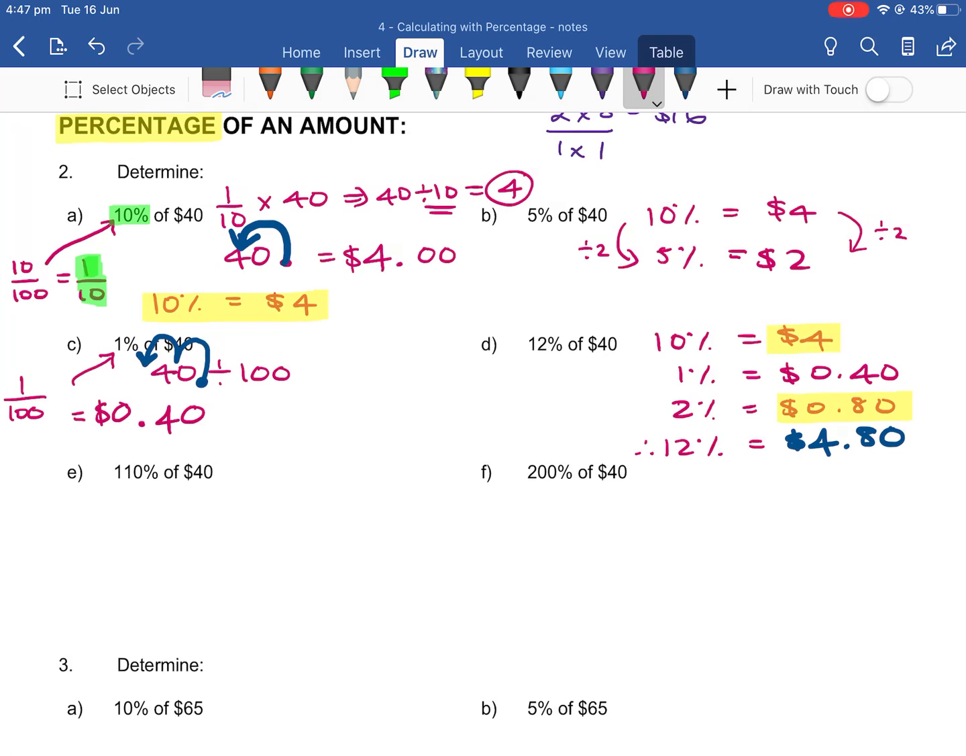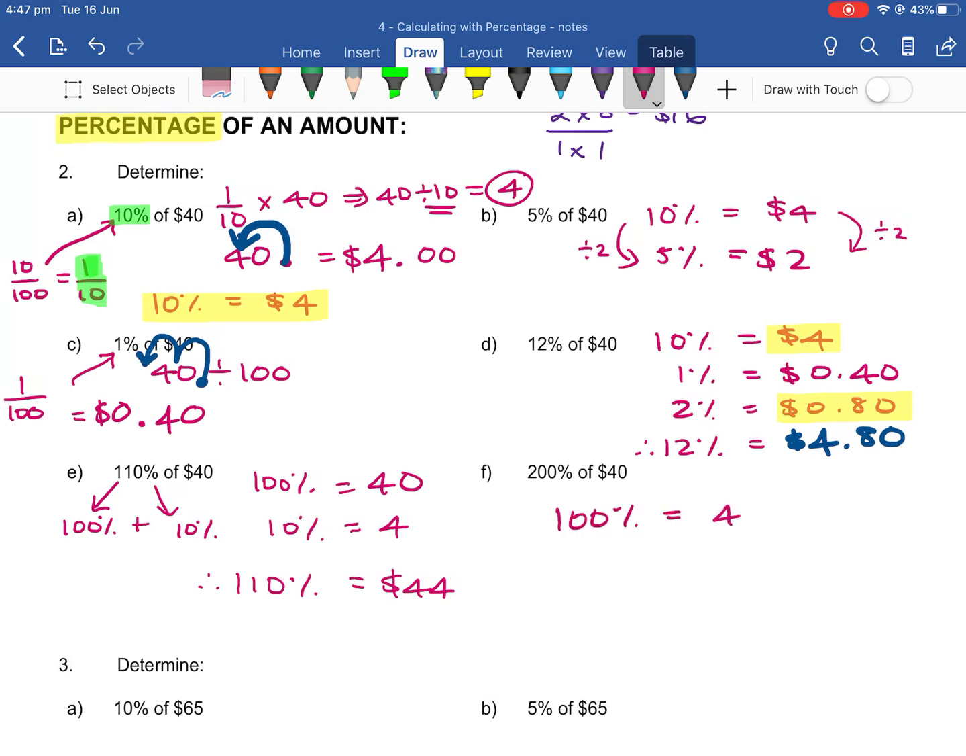Let's try that in part E. We want 110% of $40. We can break down 110 into 100% plus 10% more. So we know that 100% is $40 and we know 10% is $4. So therefore 110% will be 40 plus 4, which is $44. And we can use that same idea for part F. 200% of $40. If we know 100%, we can easily find 200% because that's going to be double. So that will be $80.